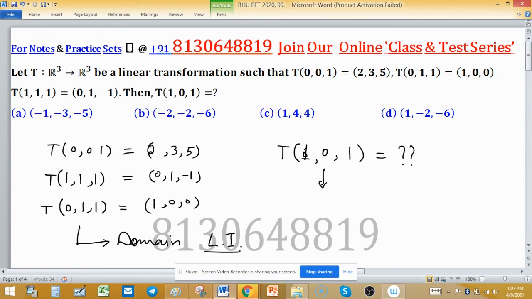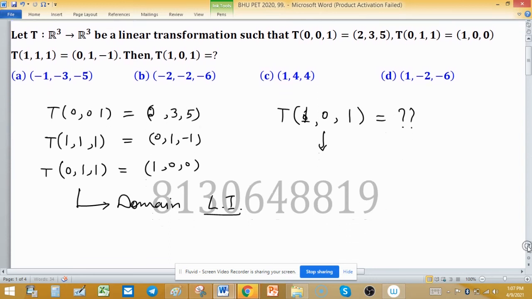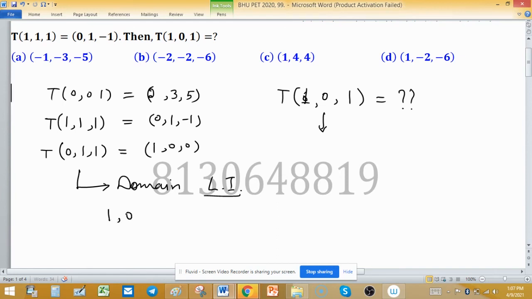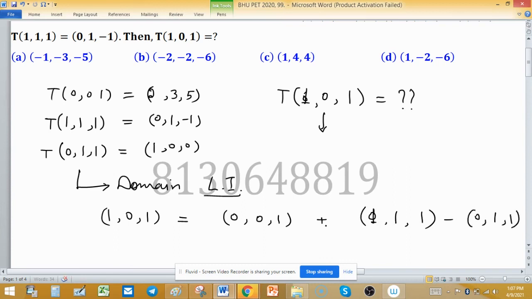Write this element with the help of the given elements. So write 1 0 1. This one can be written as 0 0 1 plus 1 1 1 minus 0 1 1. Now this is perfect.